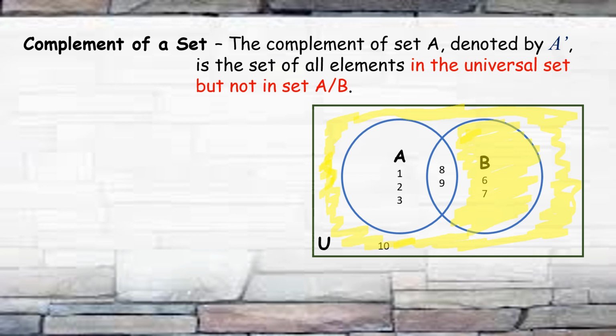Which means, in roster method, so A prime is equal to 6, 7, and 10. Okay? Lahat ng hindi kabilang sa A. Okay? Lahat ng hindi kabilang sa A or kapag sa set B, lahat ng hindi kabilang sa B. So, ganun ang complement of a set.